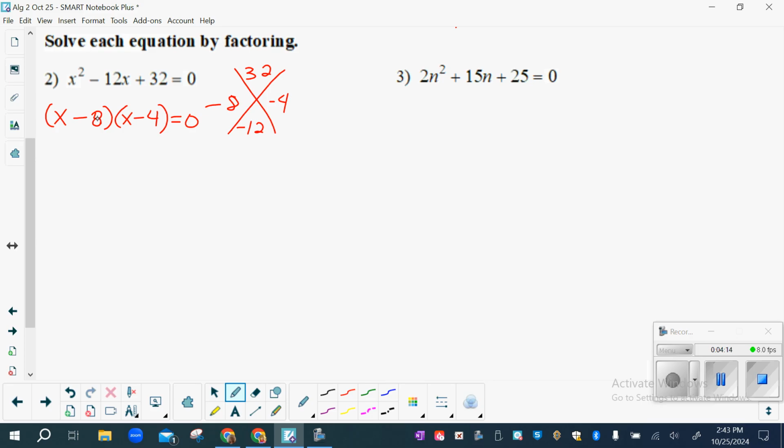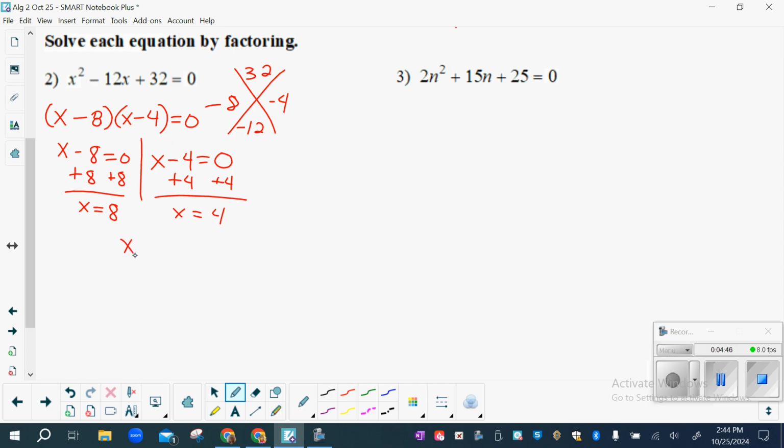So the zero product property: these two are multiplied by each other, so we can set each one equal to 0. We're going to set x minus 8 equal to 0 and x minus 4 equals 0. So now we just have two things to solve. Pretty simple, huh? So my answer is 8 or 4.